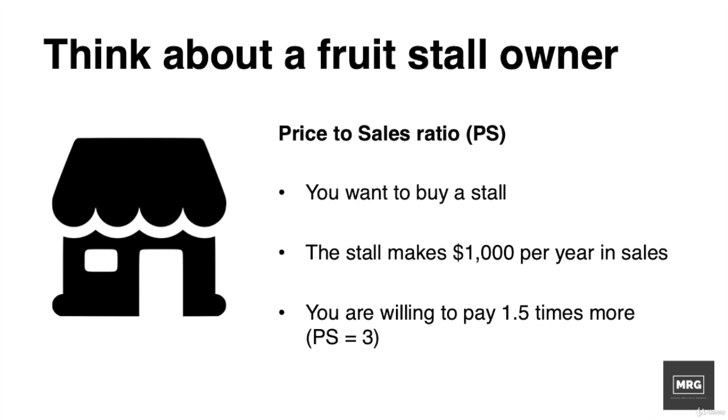Back to the example of a fruit stall owner. Let's say you want to buy a stall today. You found a stall in the market. You know that the stall makes $1,000 per year in sales. Remember, sales, not earnings. You're willing to pay $1,500 for that stall. This means that the price to sales ratio is 1.5 times, or you're willing to pay 1.5 times more of what the stall can sell in a year. So I noticed that there is a typo here. The PS ratio should be 1.5 if you are willing to pay $1,500 for that stall.